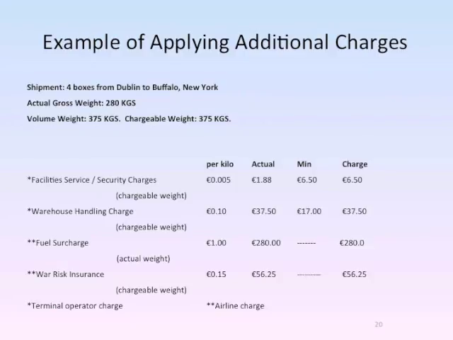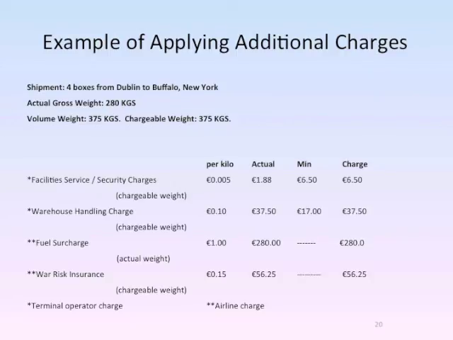Warehouse handling charge based on the chargeable weight, and it's €0.10 per kilo. So we multiply 0.10 on the chargeable weight of 375 kilos, and we get an actual charge of €37.50. There is a minimum of €17, and the actual charge of €37.50 applies. Fuel surcharge is based on the actual weight, so it's €1 multiplied by 280 kilos, gives us an actual cost of €280. There is no minimum, so €280 applies.